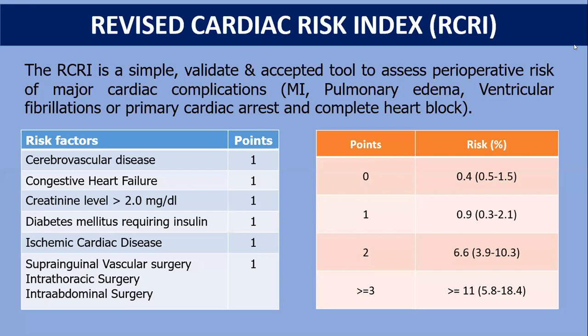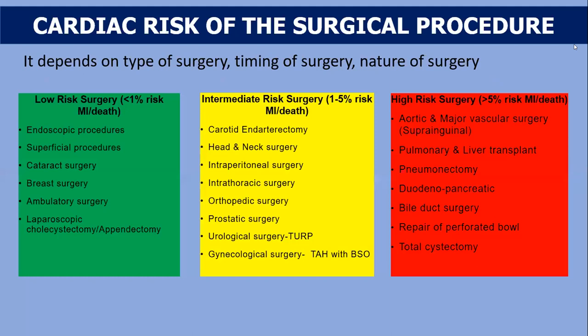On the right side of the table, you see that the more the clinical risk factors, the more the mortality. And if the risk factors are more than 3, the mortality may rise up to 18% even. So you see the magnitude: by RCRI, you can calculate the mortality risk, or the patient's adverse cardiovascular outcome, very more or less precisely. Next, we can assess the clinical risks of the patient. Next, we have to decide the surgical risks.